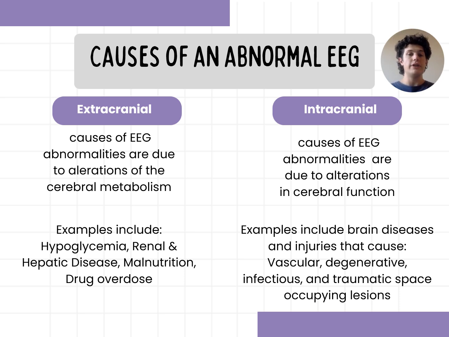Now, for the causes of an abnormal EEG, there's 2 types of causes: extracranial and intracranial. For extracranial causes, these are usually due to alterations of the cerebral metabolism. Examples that can cause this are hypoglycemia, renal and hepatic disease, malnutrition, and drug overdose. For intracranial causes, these are usually due to alterations in cerebral function, and some examples include brain diseases and injuries that cause vascular, degenerative, infectious, and traumatic space-occupying lesions.